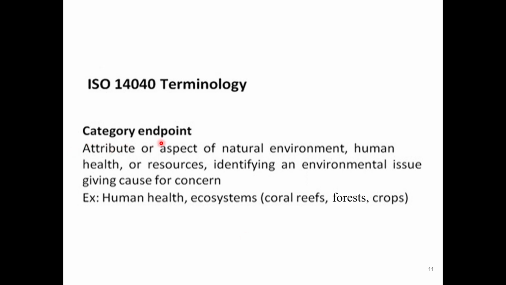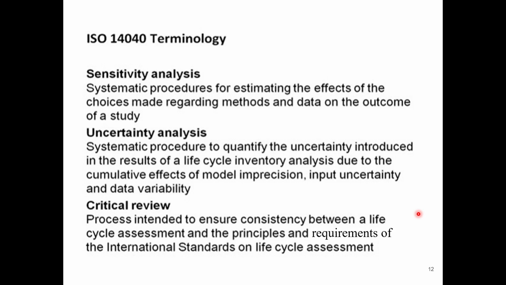So what is a category endpoint? It is basically an attribute or aspect of the natural environment, human health or resources, identifying an environmental issue giving cause for concern. Examples: human health, ecosystems such as coral reefs, forests, crops, etc.